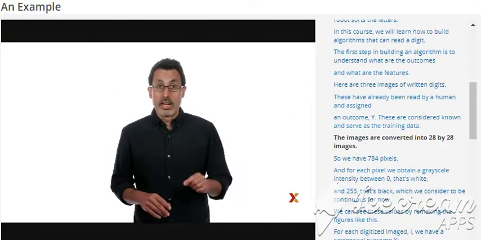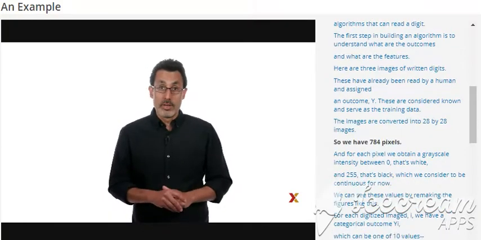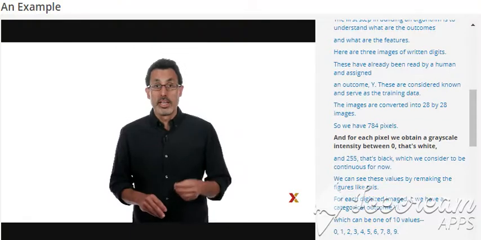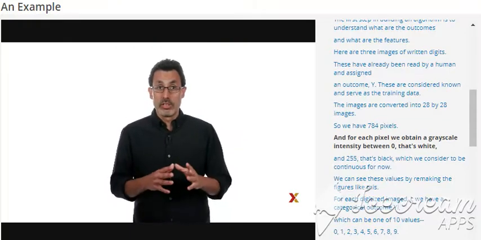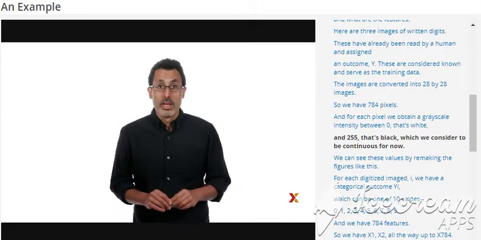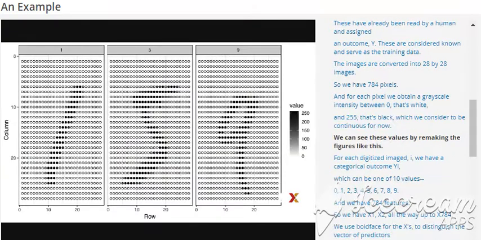The images are converted into 28 by 28 images, so we have 784 pixels. For each pixel, we obtain a grayscale intensity between 0, that's white, and 255, that's black, which we consider to be continuous for now. We can see these values by remaking the figures like this.